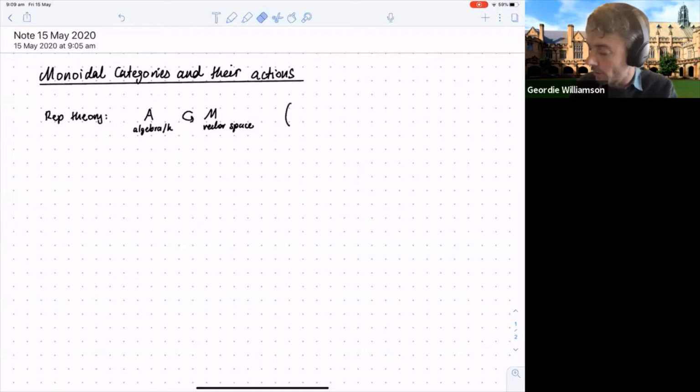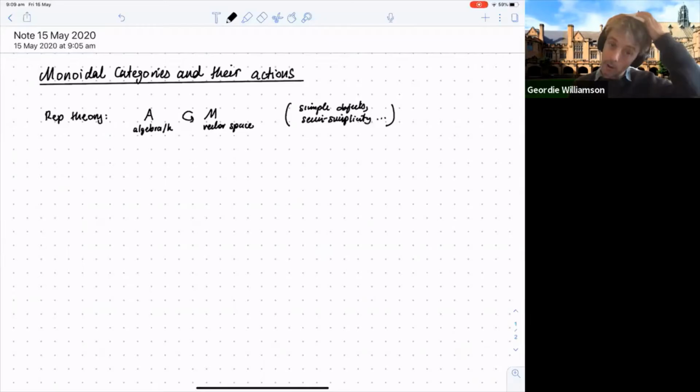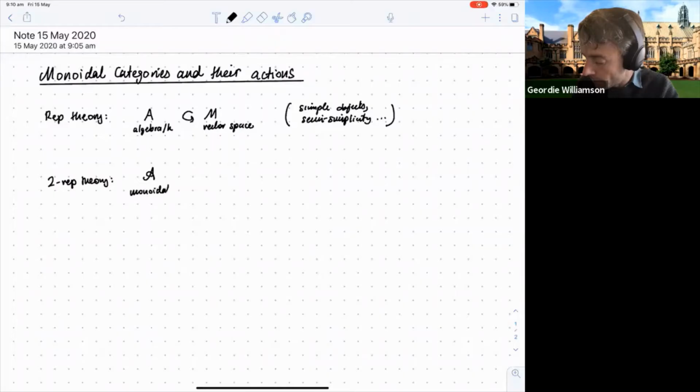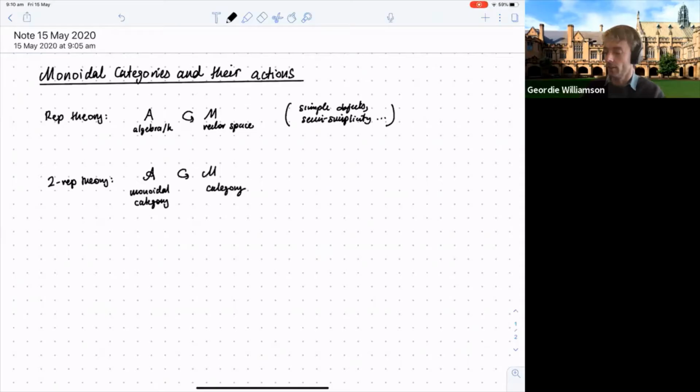And we have a rich theory, so we have irreducibles, so we have simple objects, semi-simplicity, etc. And what we're trying to do is to understand to what extent these kind of powerful techniques can be extended to actions of monoidal categories. So in two rep theory, we are interested in a monoidal category acting on M, a category.